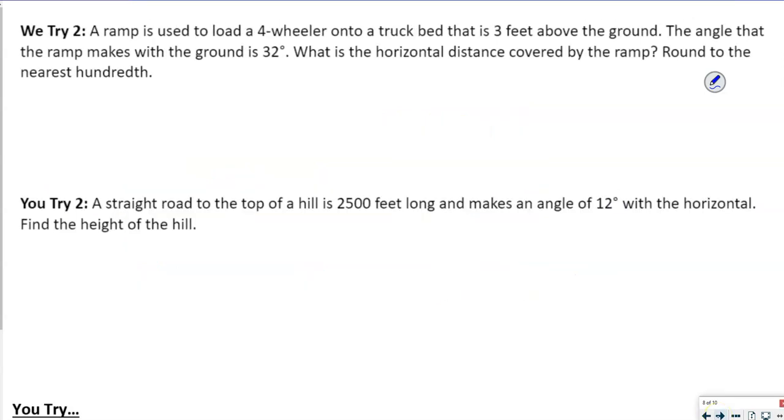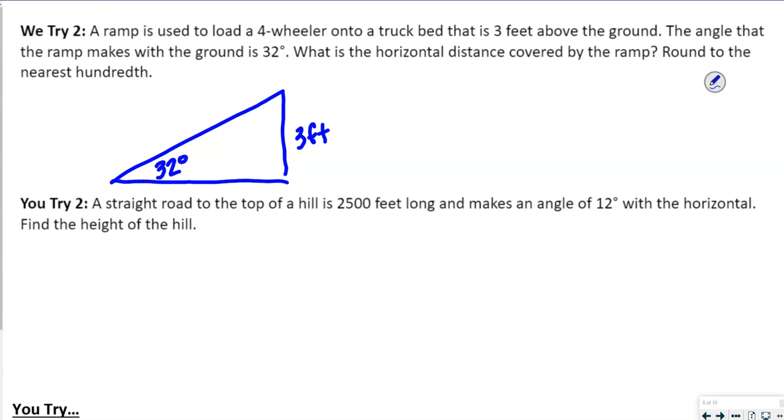So our next one says a ramp is used to load a four-wheeler onto a truck bed that is 3 feet above ground, okay? So we got a ramp, and it's 3 feet above ground. The angle that the ramp makes with the ground is 32 degrees. What is the horizontal distance covered by the ramp? Okay, so that means it's asking us to solve for that.